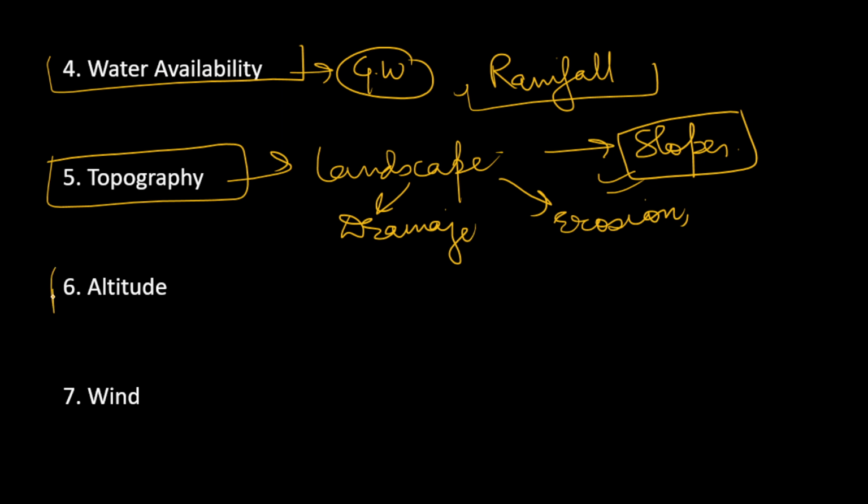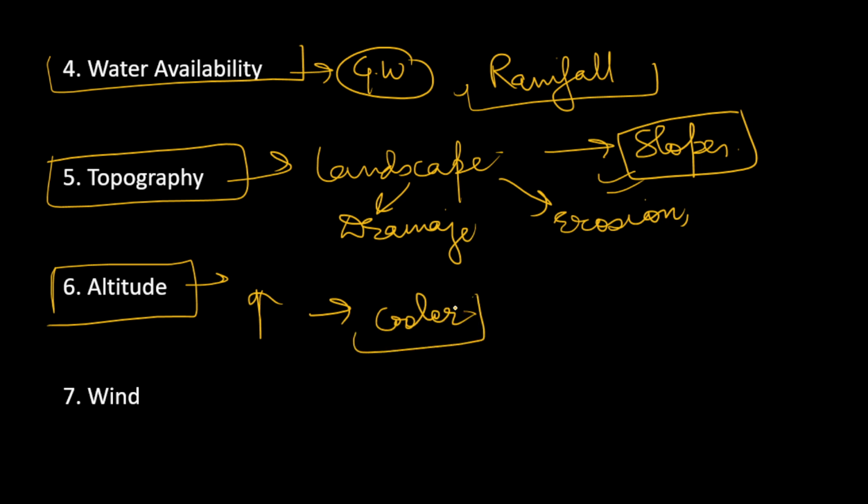Altitude has another good effect on crop production, because in higher altitudes you will see that the climate will be cooler. So higher altitudes will have cooler climates, and also in higher altitudes we have shorter growing seasons. All these things have an impact on crop production.